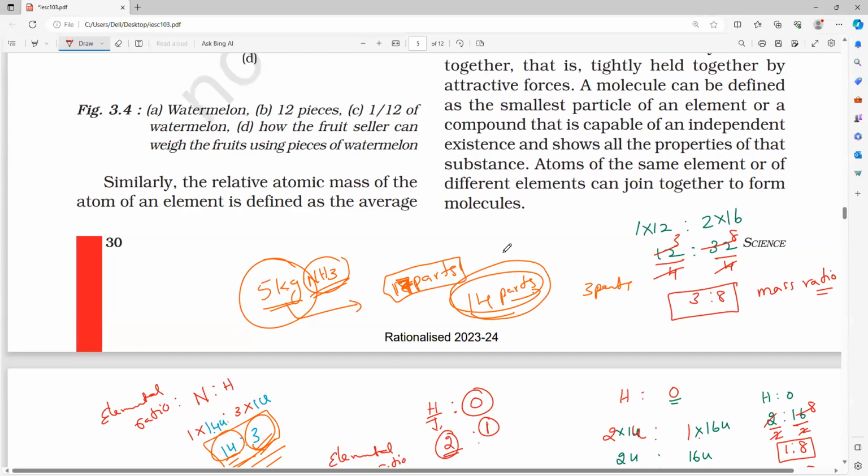See, if it is an atom, then listen. If it is an atom, atomic mass. If it is a molecule, molecular mass. That is the only difference.